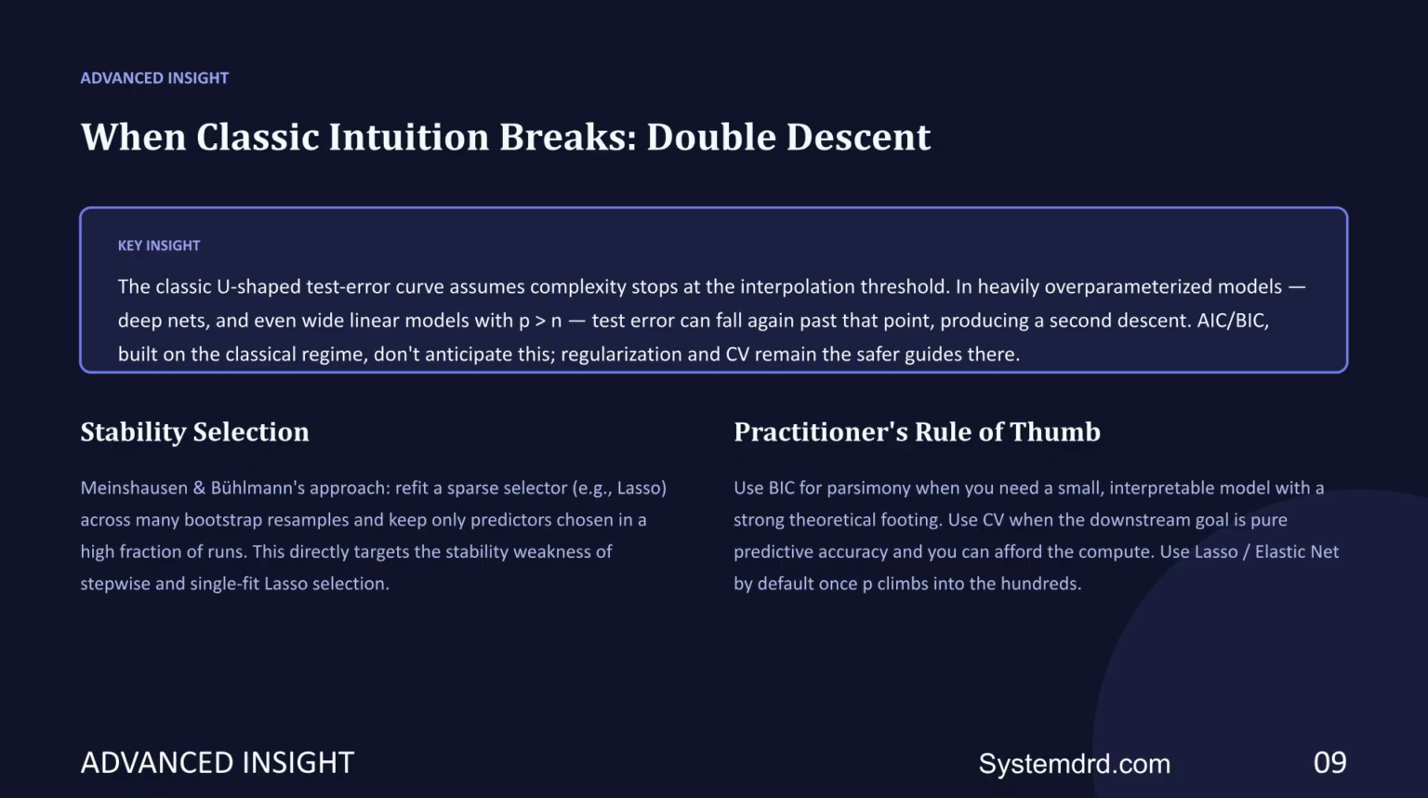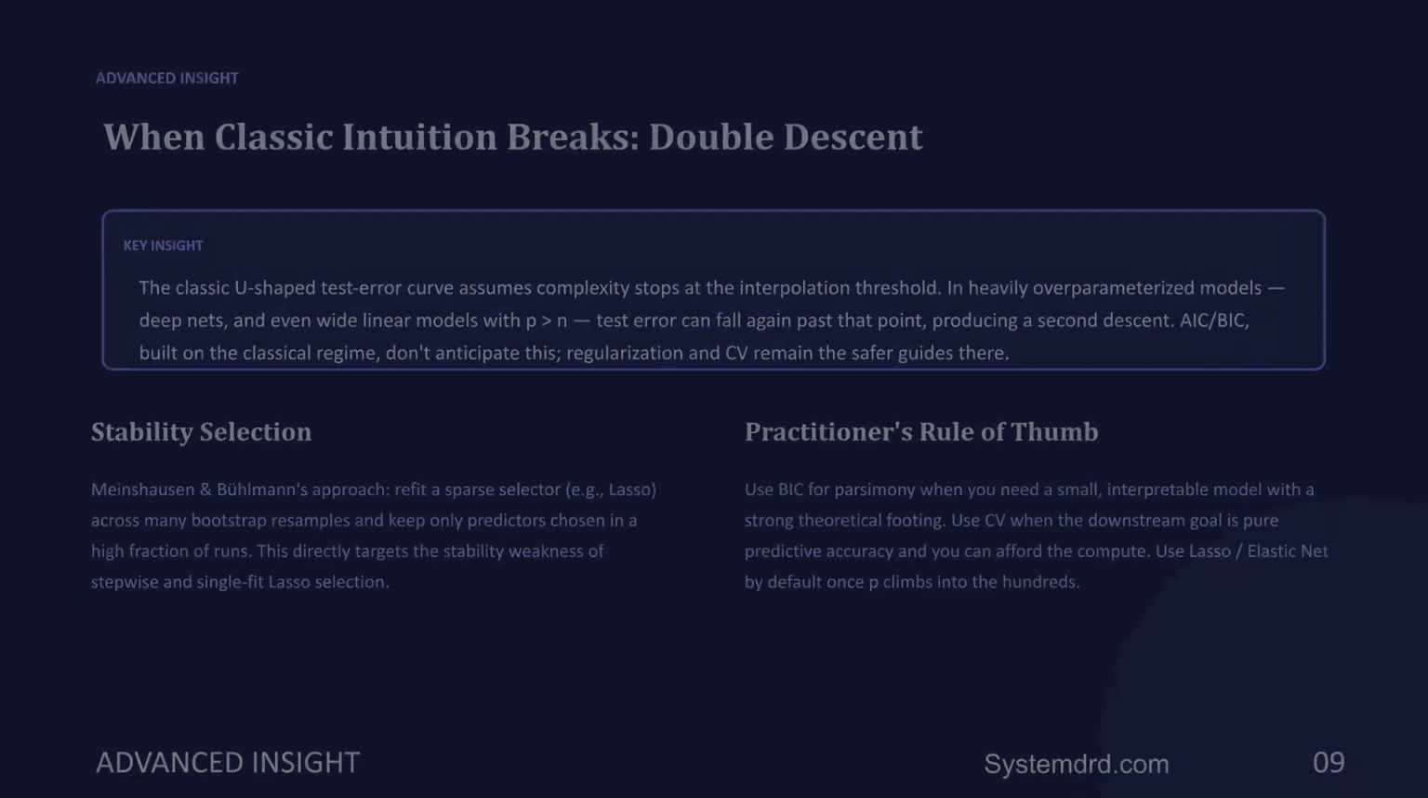So here's a practitioner's rule of thumb to close this section. Use BIC when you need a small, interpretable model with strong theoretical footing. Use cross-validation when your goal is pure predictive accuracy and you can afford the compute. And default to Lasso or ElasticNet once your predictor count climbs into the hundreds.